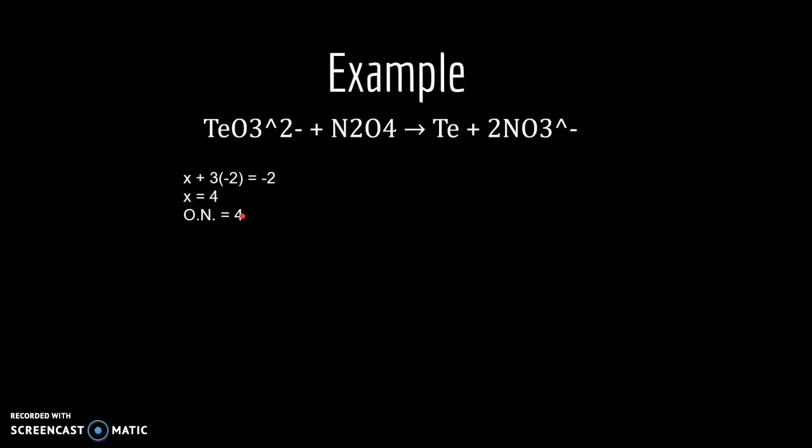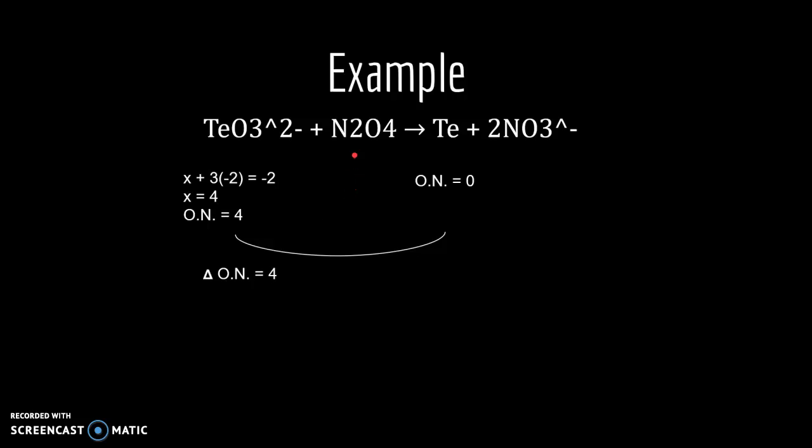Oxidation number is 4. Now, on the opposite side of the reaction, we have Te. As you can see, Te is alone and it doesn't have a charge. That means that its oxidation number is 0. So as it goes from 4 to 0, our oxidation change for Te is 4. But if you want to get technical about it, it is technically -4 as it goes from 4 to 0.